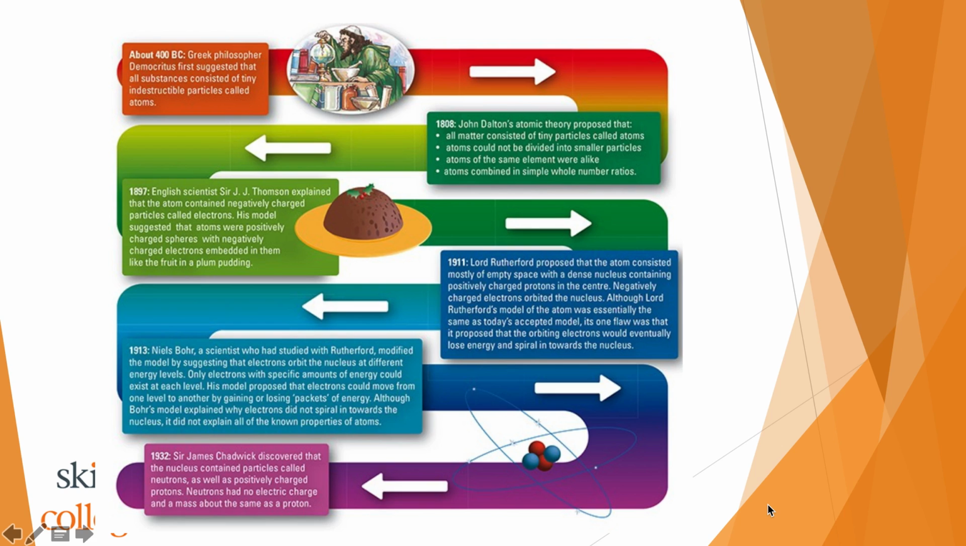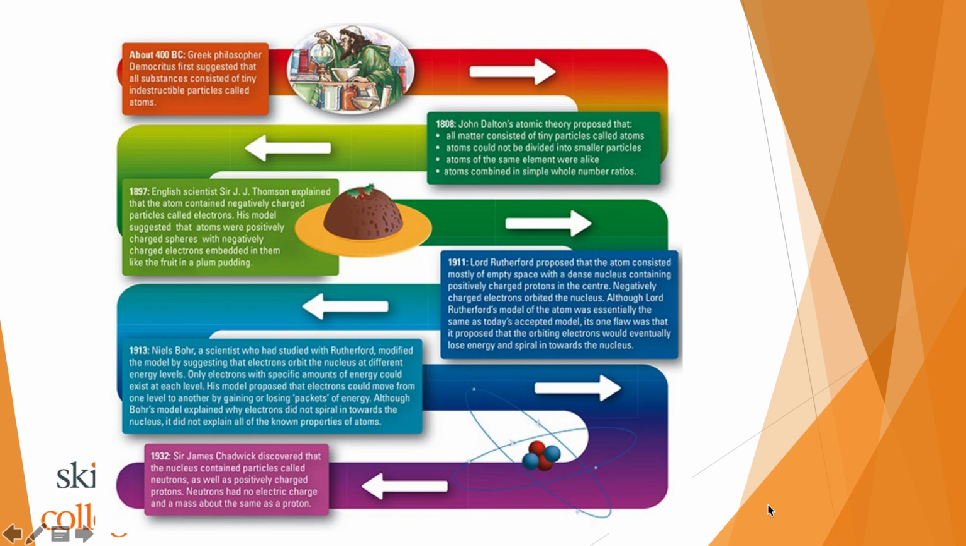I'll read that again just so that makes sense. It's all tying into what we did last term. So he said that only electrons with specific amounts of energy could exist at each level. His model proposed that electrons could move from one level to another by gaining or losing packets of energy. So that's really important when we think about chemicals giving off colours. That's what we're talking about here.